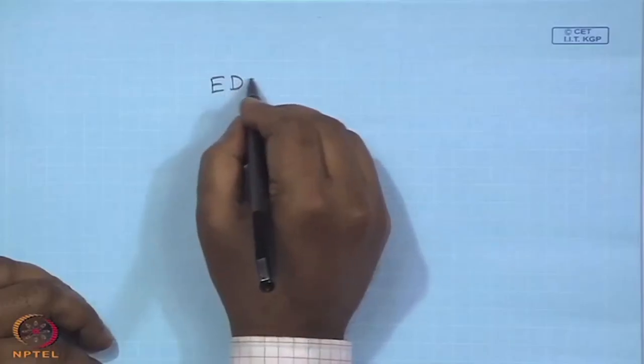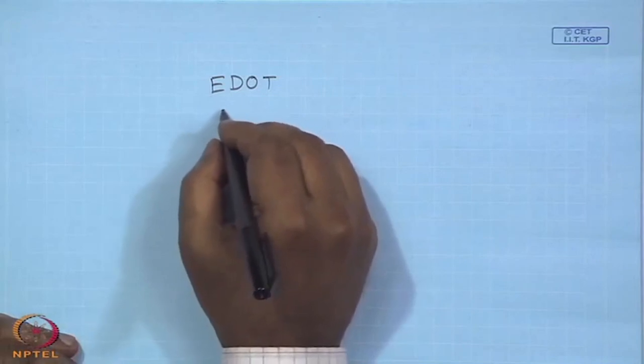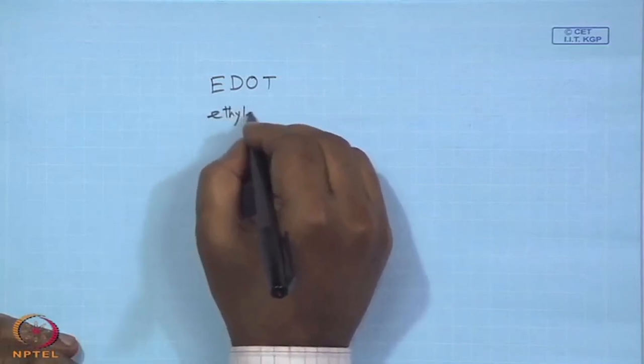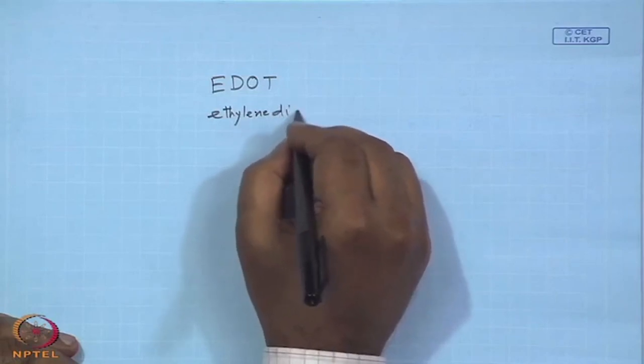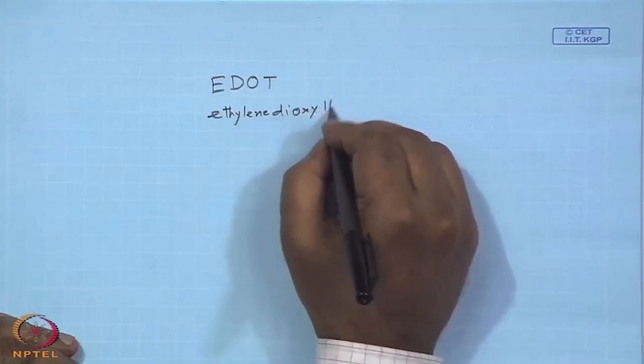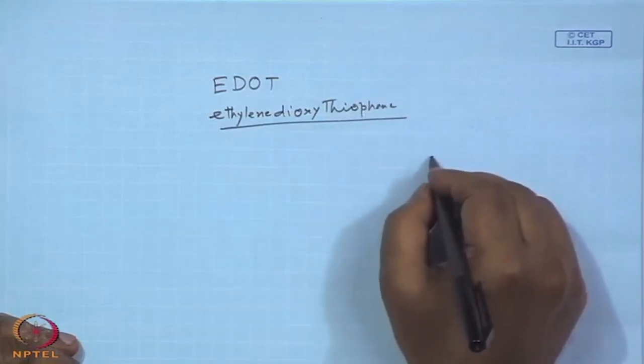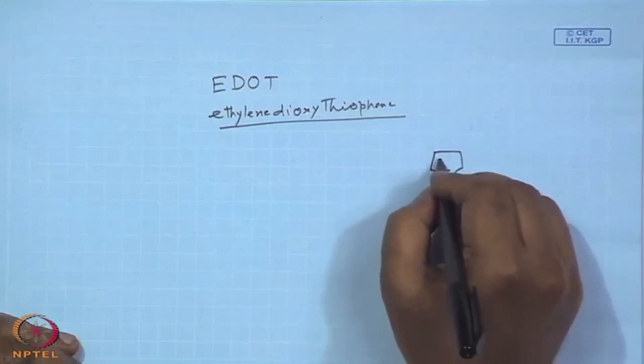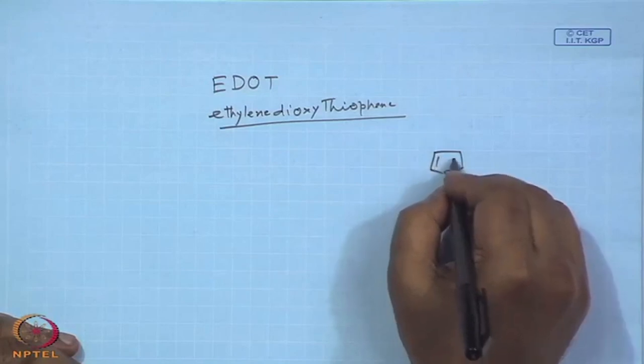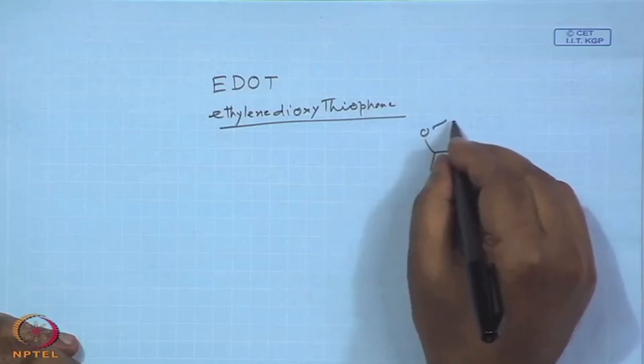And we will come back to some of these problems for practice, but let me give you one more very important way of getting the monomer for the oligothiophenes and thiophenes. What I said before, there is a monomer called EDOT, E-D-O-T, which stands for ethylene dioxythiophene. It is a monomer for its corresponding polymer. So, PEDOT means polyethylene dioxythiophene, and it would look like this.